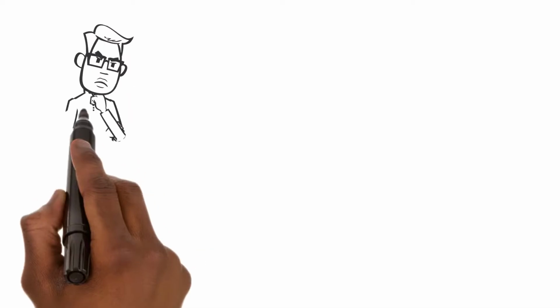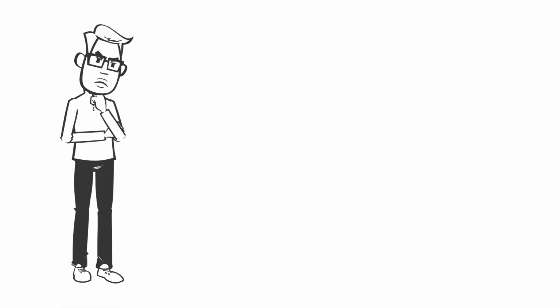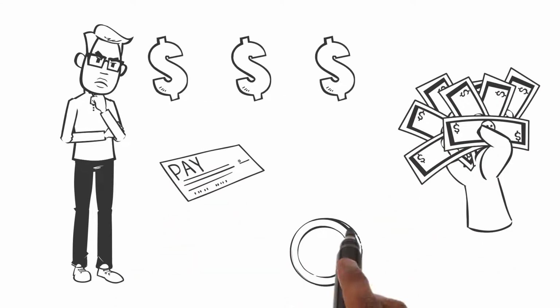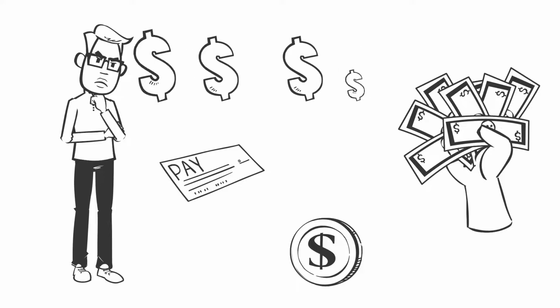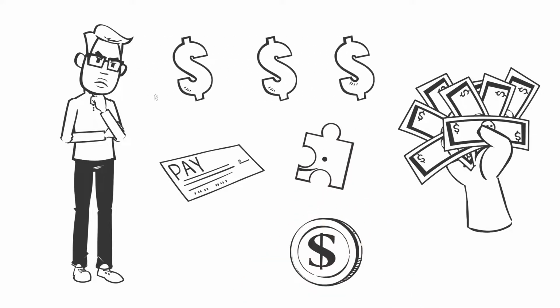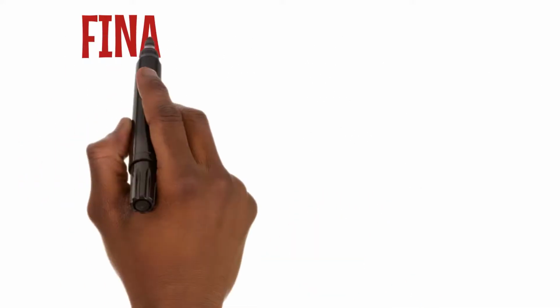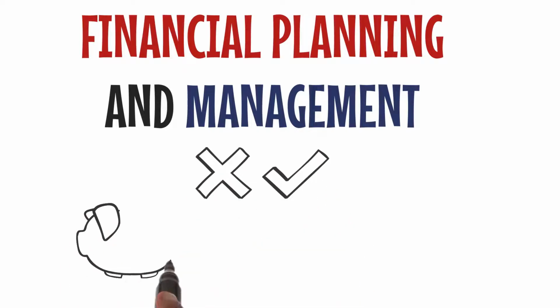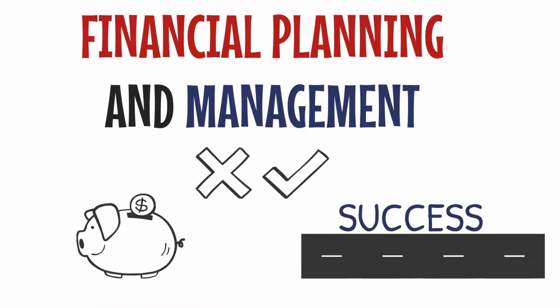This means when deciding on your capital structure, you need to consider factors like cash flow, return on investment, tax rates, and the cost and risk of debt and equity. It's like solving a puzzle to find the perfect fit for your business. Financial planning and management are the dynamic duo for every business. They help you make informed decisions, optimize your funds, and pave the way for success.